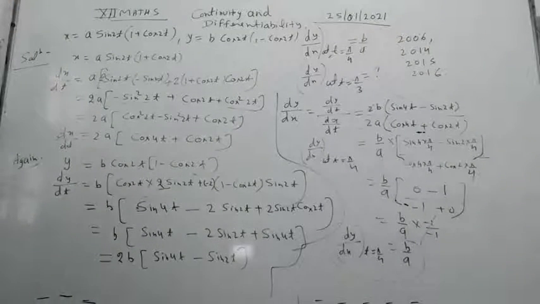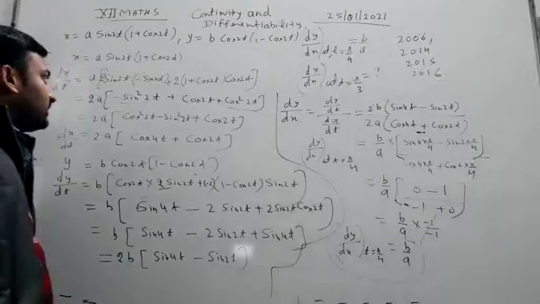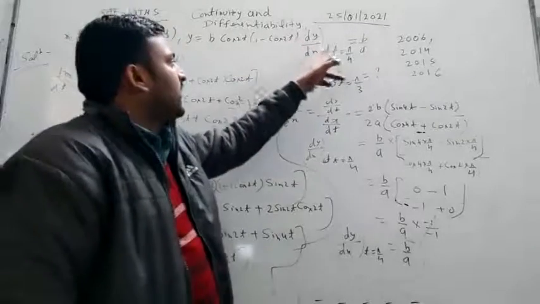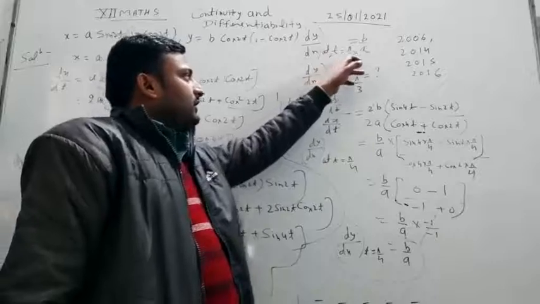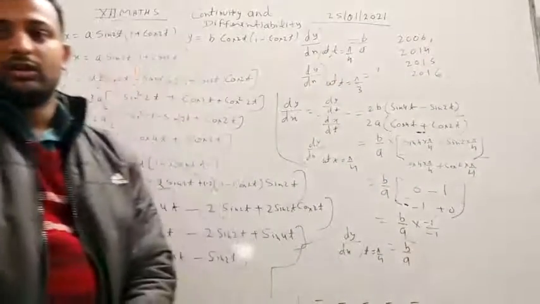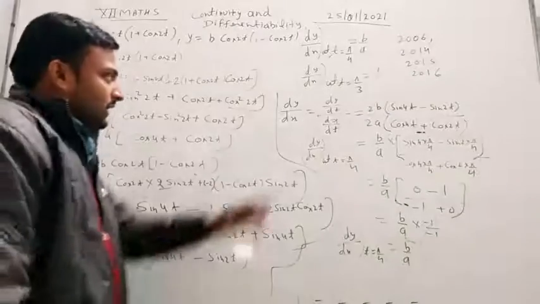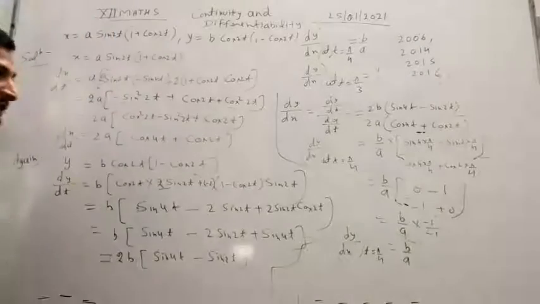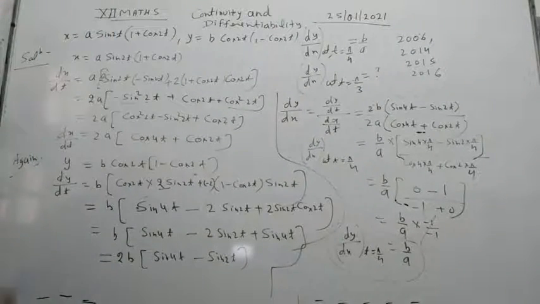Now students, let's see once again what we have done in this question. Our question is x is this and y is this, then prove that dy by dx at t is equal to pi by 4 is b by a. And then find the value of dy by dx at t is equal to pi by 3. Okay, so this is our question. So we are first going to solve the first part.